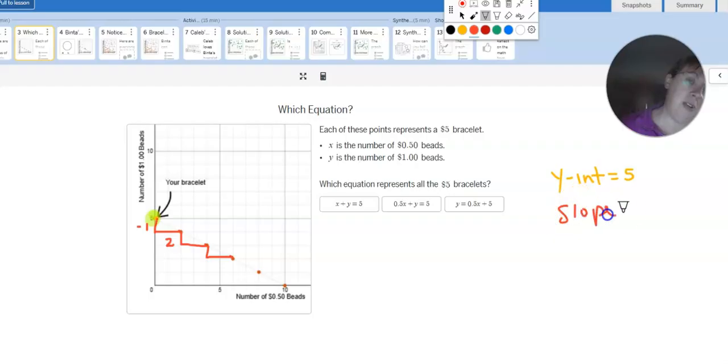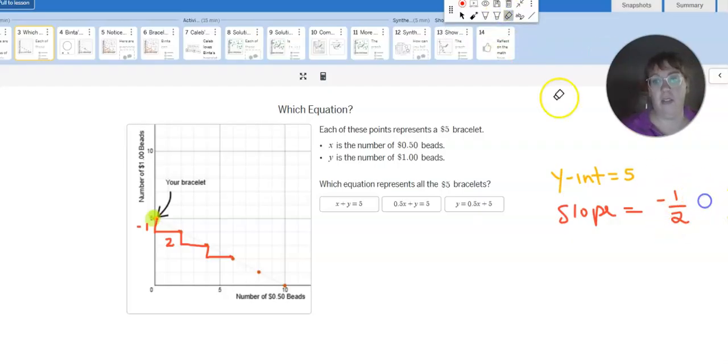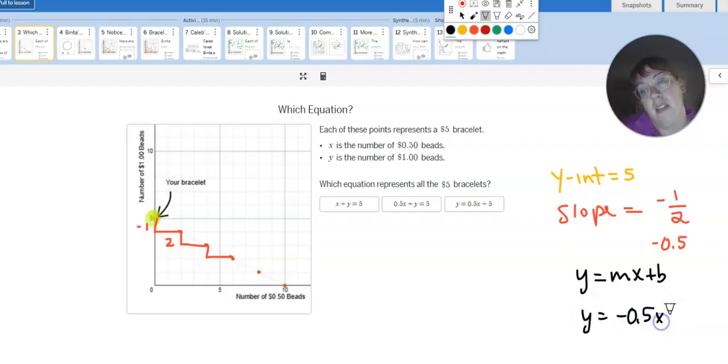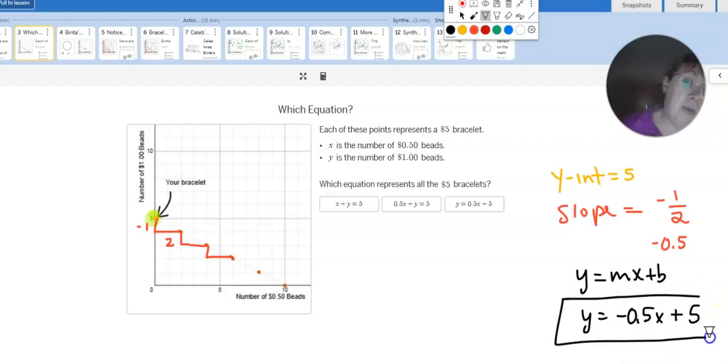So our slope is a negative 1/2, which we can write as negative 0.5. So if we were to write this as an equation in our y equals mx plus b form, we would have y equals negative 0.5x plus 5. And this is one way we can write this equation. We don't see this option because this has a positive slope, which is wrong. It's definitely negative.